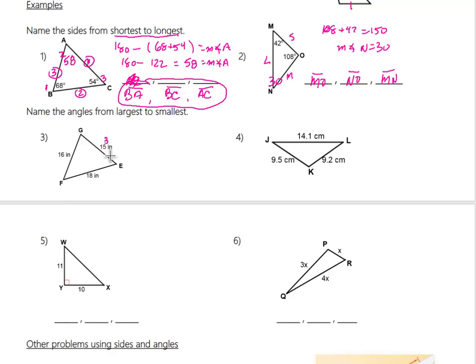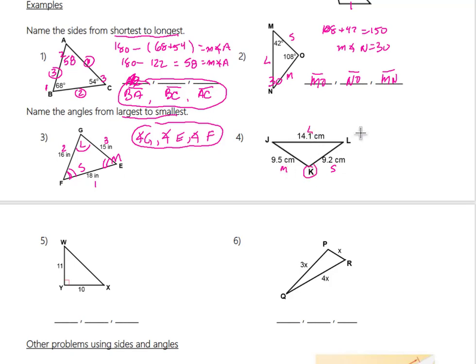Here we're doing side lengths, so we're going backwards with this. So the angle opposite the shortest side is going to be the smallest angle. The angle opposite the longest side is going to be the biggest angle. So we've got a 15, a 16, and an 18. So the angle opposite the 15 is the smallest angle. The angle opposite the 16 is the middle size angle. That's angle G. Oh, we're going from largest to smallest. So we've got L, E, and F in order from large to small.